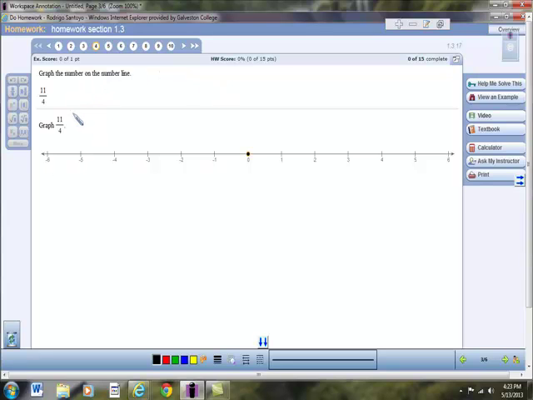They want us to graph 11/4 on the number line. Well, you could put 11 divided by 4 on your calculator, and then by hitting the SD button, you're going to see that that equals 2.75. So you just look for it. Here's 2, here's 3, it's going to be right around there.